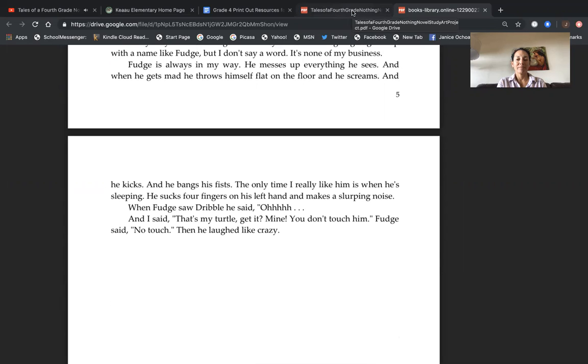When Fudge saw Dribble, he said, "Oh, see." And I said, "That's my turtle, get it? Mine. You don't touch him." Fudge said, "No touch." Then he laughed like crazy.